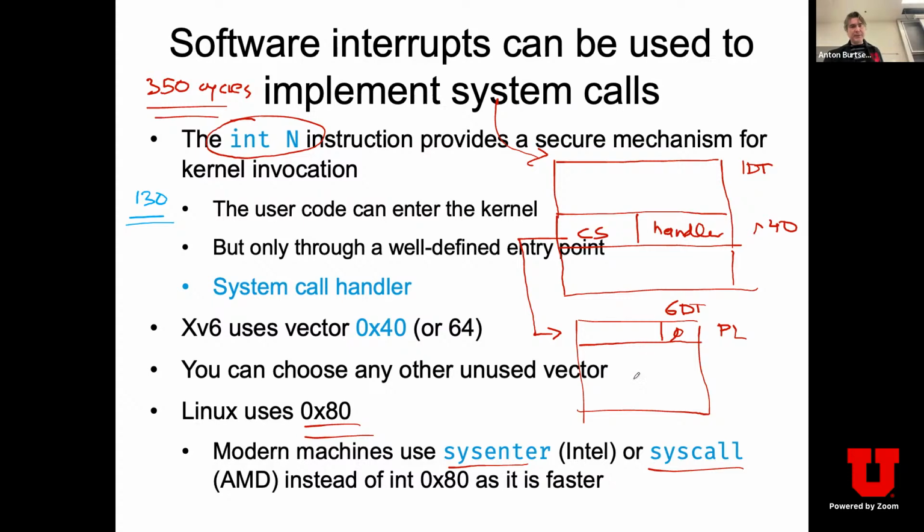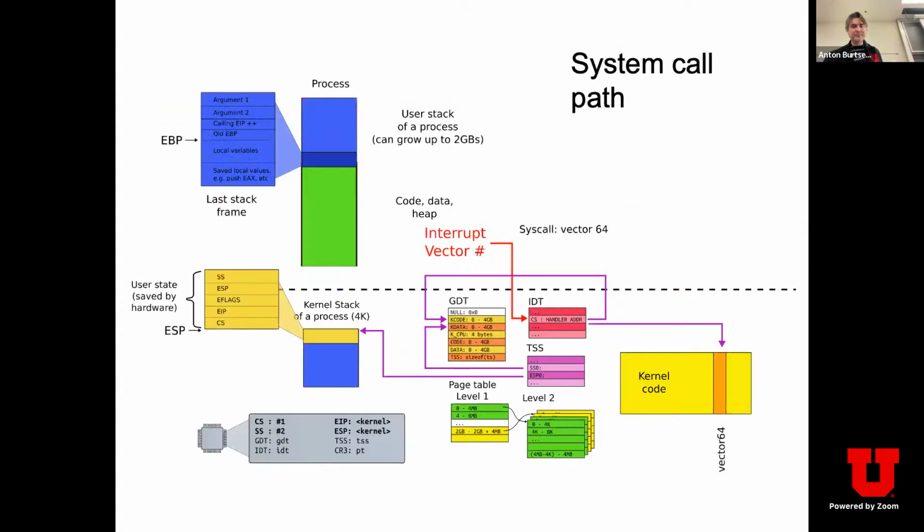So int64 is our syscall entry machinery. Similar to how we looked at the timer interrupt, now the similar path for vector64. The only difference is that instead of being triggered by the hardware, there will be an explicit int64 instruction in your code, right? And this triggers the transition into the kernel. But everything else is the same.